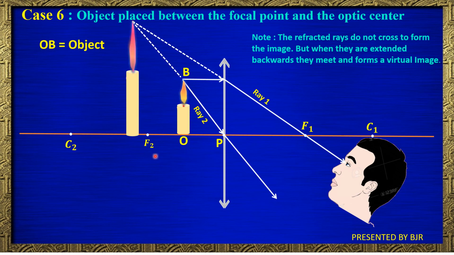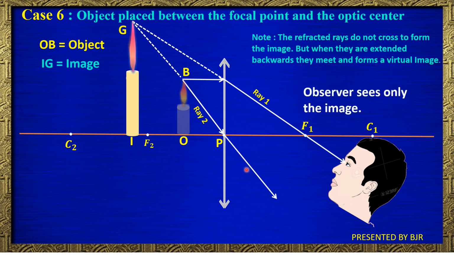So when the object is placed between P and F, its image will be formed on the same side of the object at the least distance of distinct vision, that you will learn later. Okay, so this is the sixth case, and this one is the most important case because in this case only a convex lens functions as a magnifying glass. So let us write the properties of the image here.